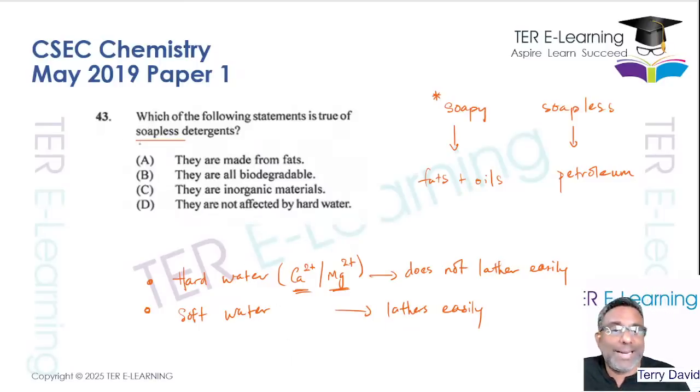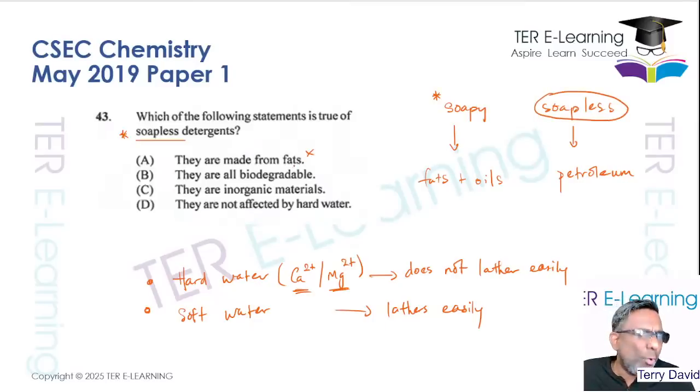So let's see if we can answer the question here. They're talking about soapless detergents. So more specifically, we're looking at this here. Now, they are made from fats and oils? No, soapy detergents are. They are all biodegradable? That statement, it's a bold statement. They are inorganic materials?